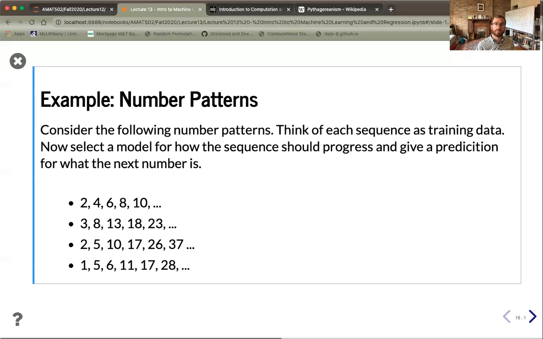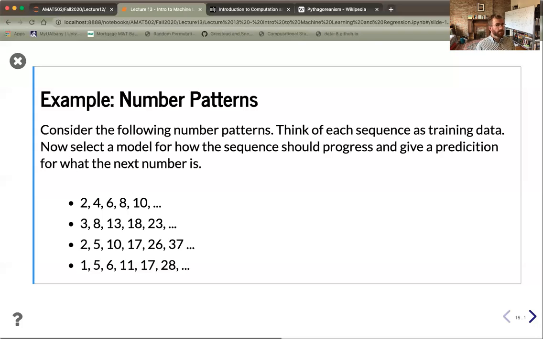So let's try this again on the next sequence. All right, it's 3, 8, 13, 18, and 23. So that's our training data. Well, just based on the example we already did, one useful trick might be to see if the differences between each number are the same. Yes, they are. I go from 3 to 8 by adding 5, and I can go from 8 to 13 by adding 5, and from 13 to 18 by adding 5, and so on. So this leads me to predict that the next number in the sequence should be 28. Okay, so far so good.